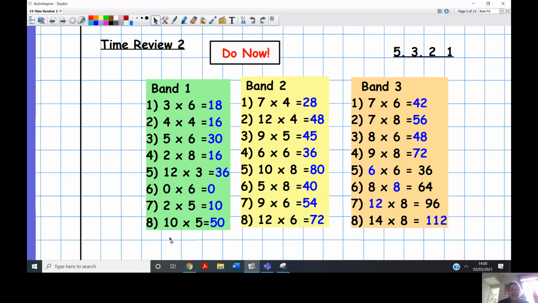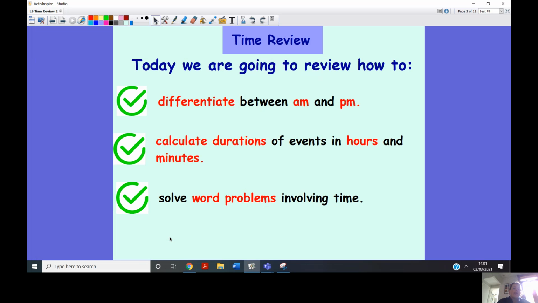Okay, as I mentioned, today we are going to be doing another review on time, finishing off with some of the other content that we've covered in this unit. So today we are going to differentiate between AM and PM. So we're going to do a review of our lesson of the difference between AM and PM, and putting events whether they happen in the AM or the PM. We're going to calculate durations of events in hours and minutes, and we're going to cross the hour again, and we're going to use that duration knowledge in some word problems.